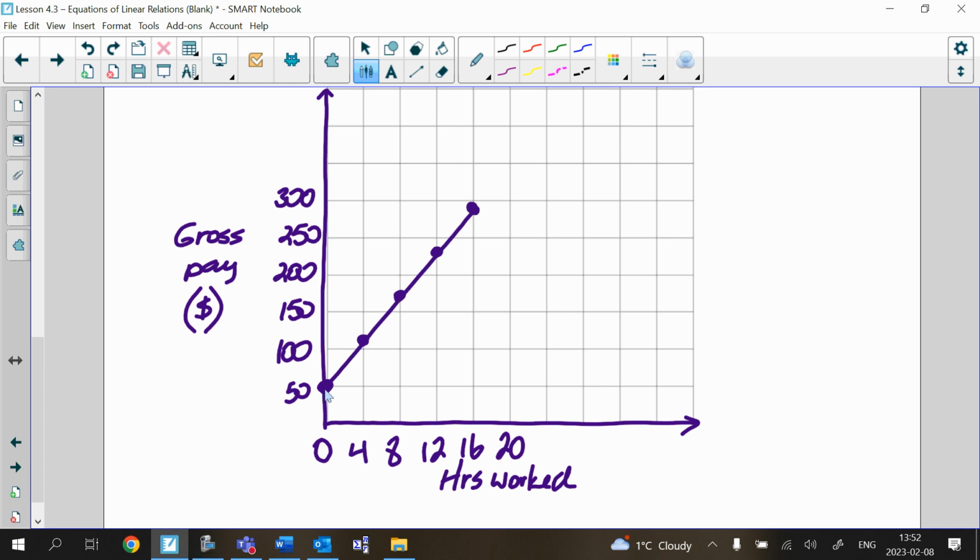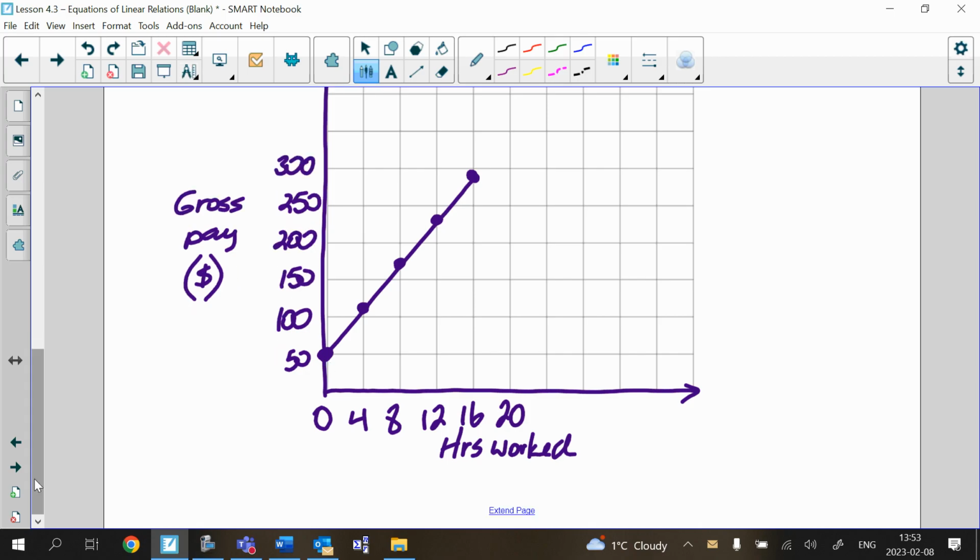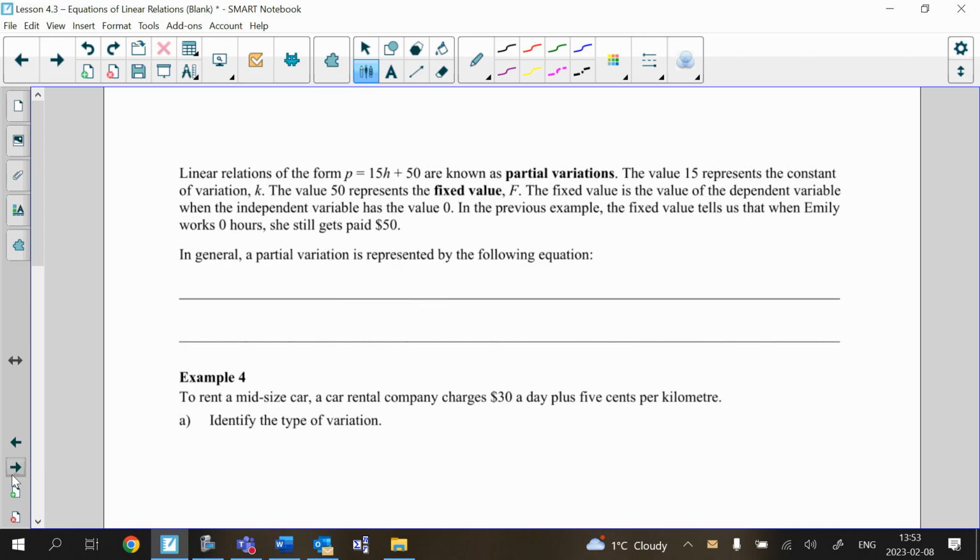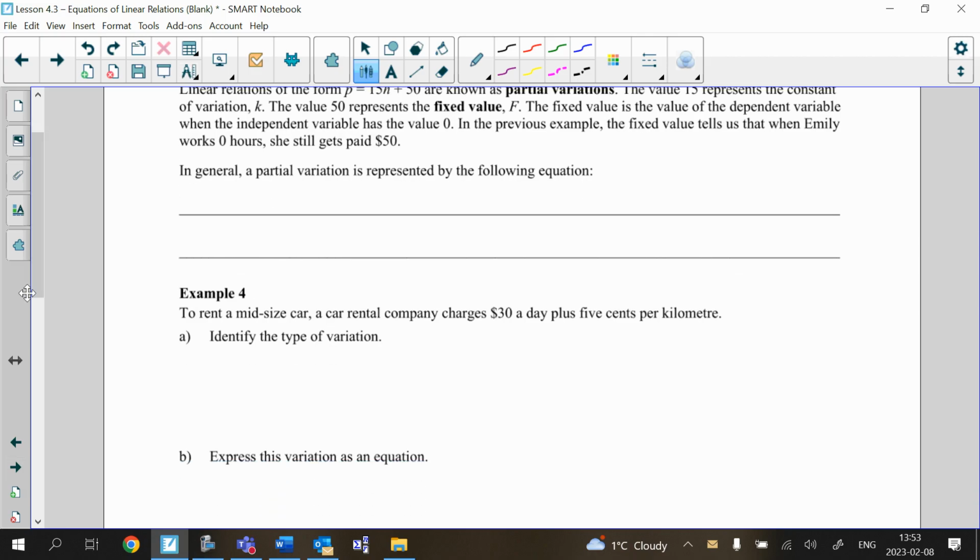Okay, so what did I just do? Yeah, I just did partial variation. No, it isn't, is it? No. No, we're on the last page. Yeah, okay, sorry, I got my pages mixed up.